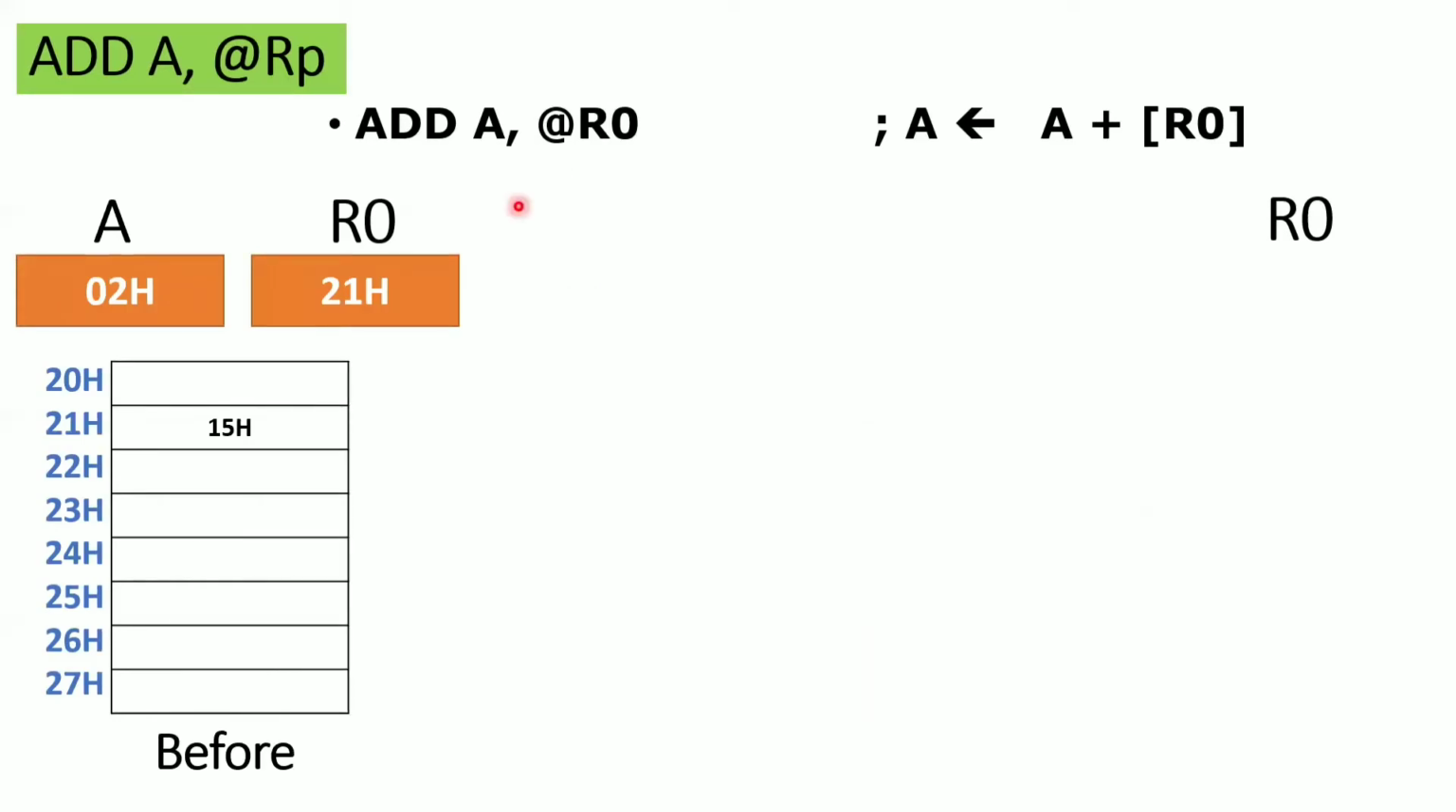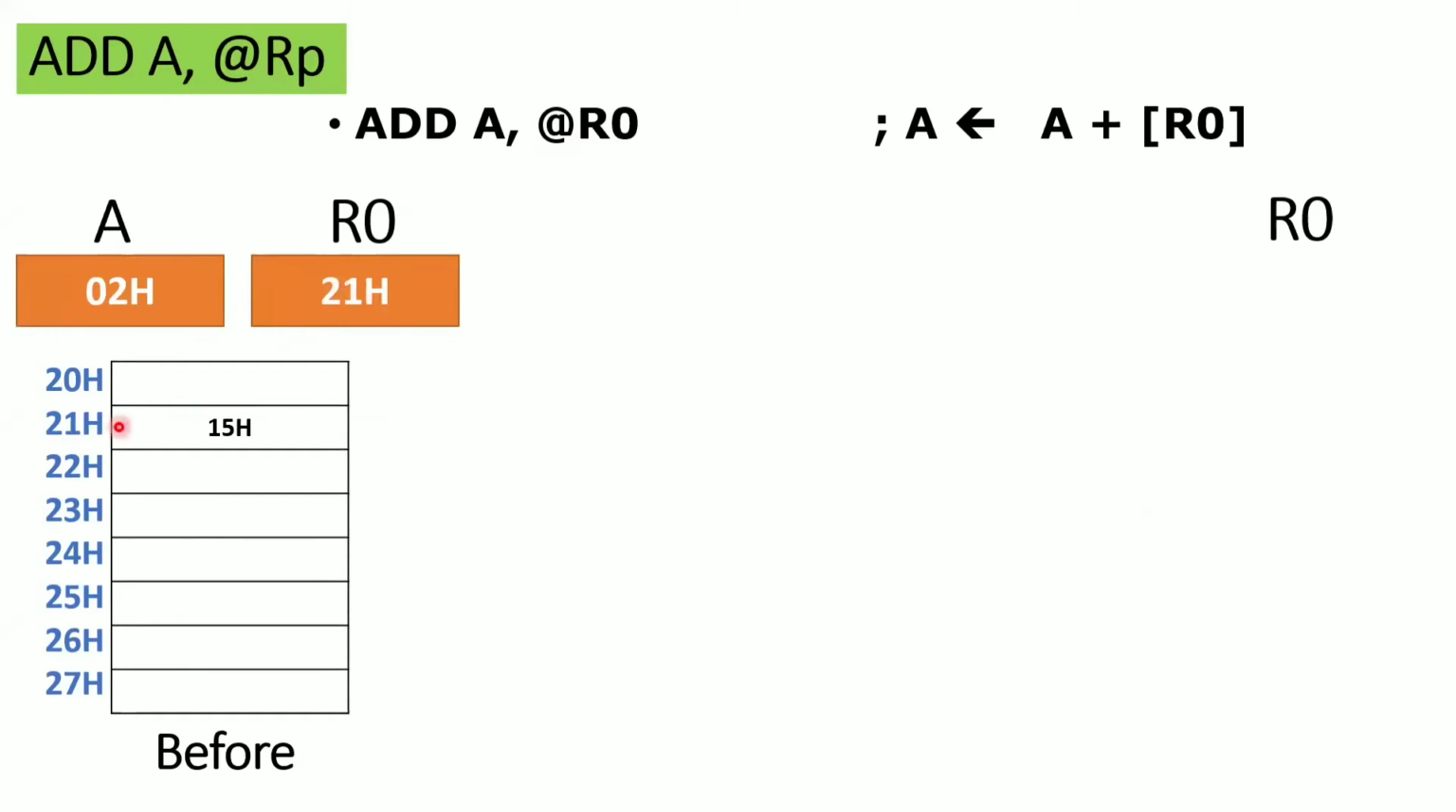Now we'll take one example to explain this instruction. A consists of 02h, R0 consists of 21h. Am I adding 02 and 21h? No, because there is an @ symbol. If there is no @ symbol, then I will directly add 02 and 21h. But if the @ symbol is there, it means whatever value is in R0 becomes the address.